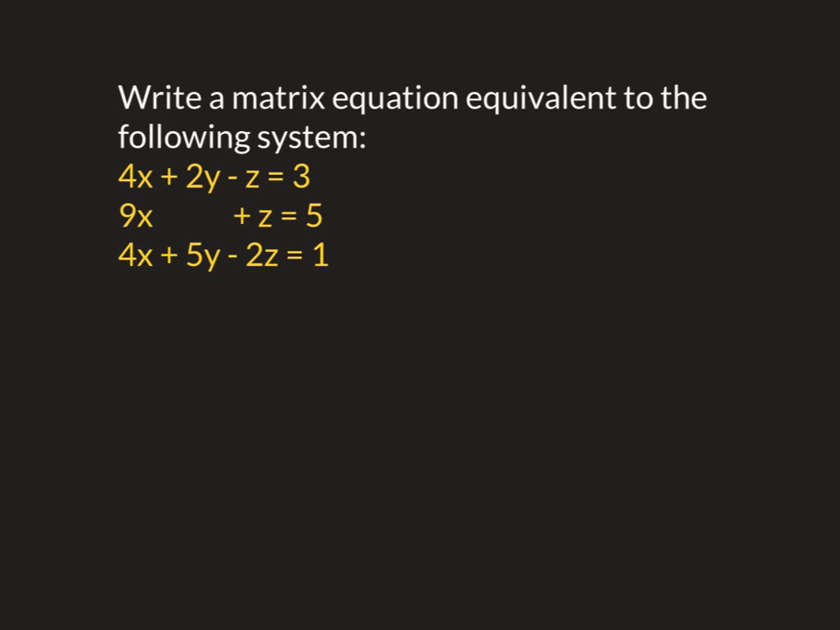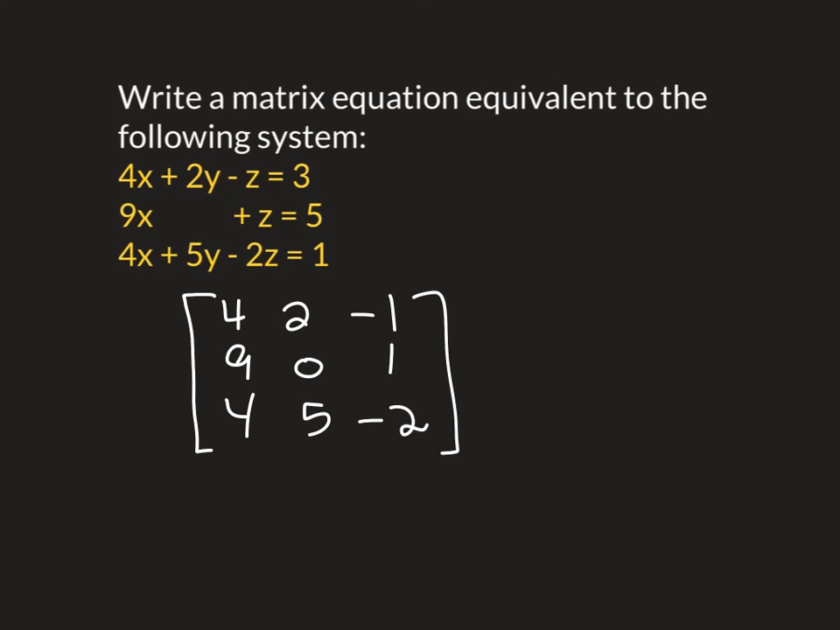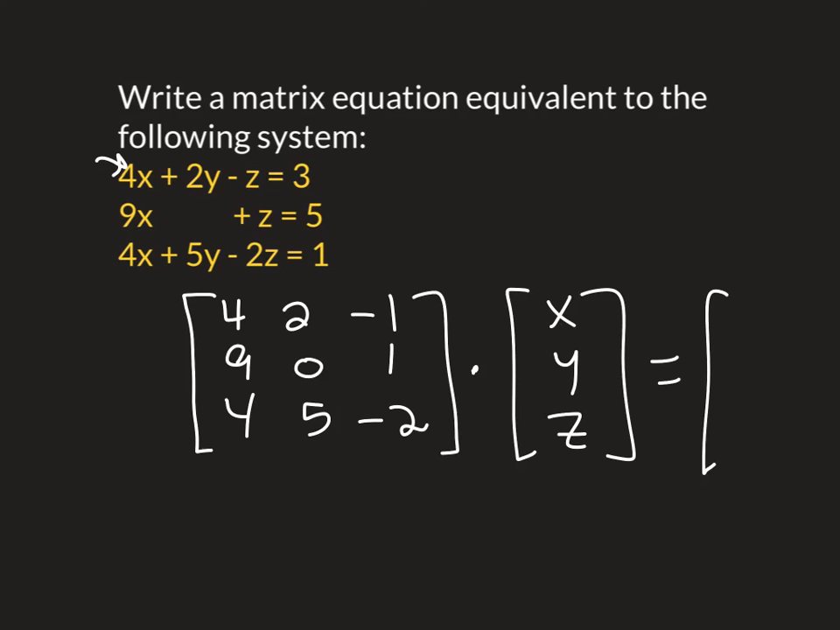All right, last thing. Write a matrix equation for the following system. We're just going to write these, not going to solve them. And it looks like this. In the first matrix, we're going to put all of our coefficients, 4, 2, and negative 1, 9, 0, 1, 4, 5, negative 2. All I did is I took out the coefficients from that one. And I'm going to put times. In my second matrix, I'm going to put my variables, x, y, z. I'm going to put an equal sign. My third matrix, I'm going to go 3, 5, 1. Those are the constants.